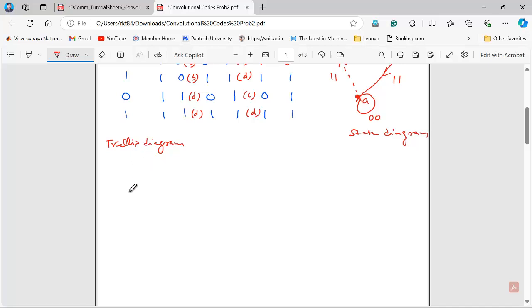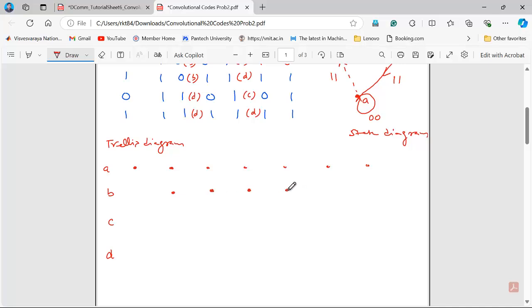In the trellis diagram we write the states: A, B, C, D. After that we put the nodes. You can put as many as needed. The next node I will start from, because we are drawing it in time. Obviously when a transition starts from A, it will go to either B, C or D, but it goes to the next node, not this one, because it is drawn in time.